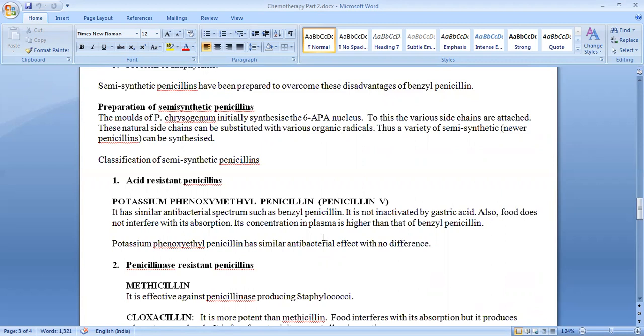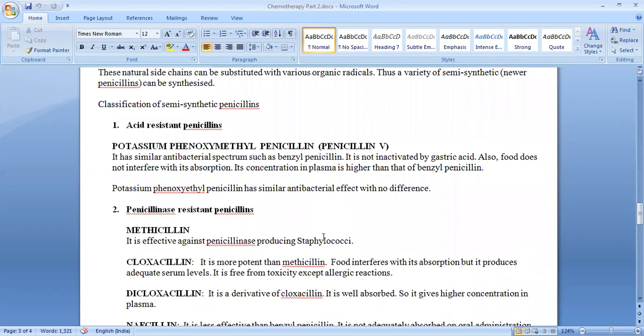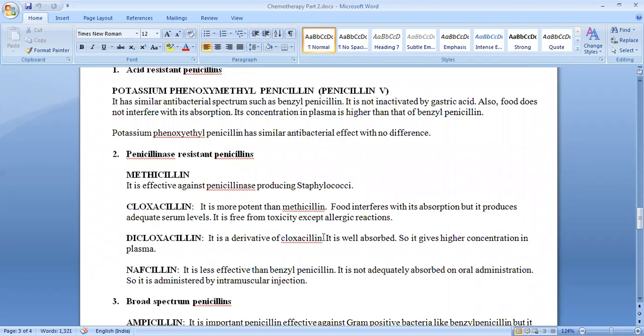Another advantage with this drug is that even if somebody has food in the stomach, the presence of the food will not interfere with the absorption of this drug. So it has a good property. Now, the next category are the penicillins which are resistant to the penicillinase enzyme. So, methicillin, cloxacillin, dicloxacillin, and nafcillin. All these are penicillinase-resistant penicillins.